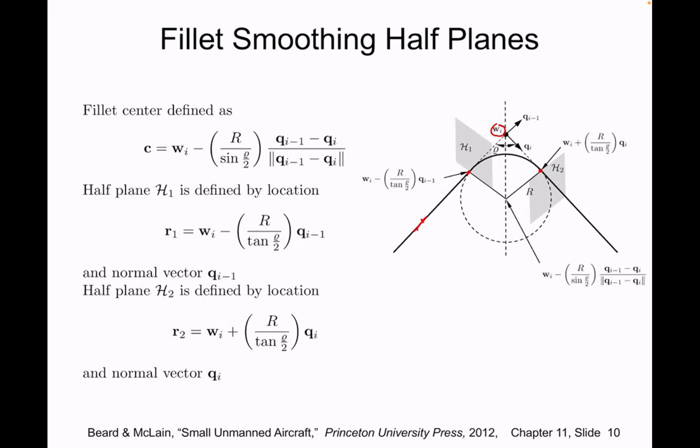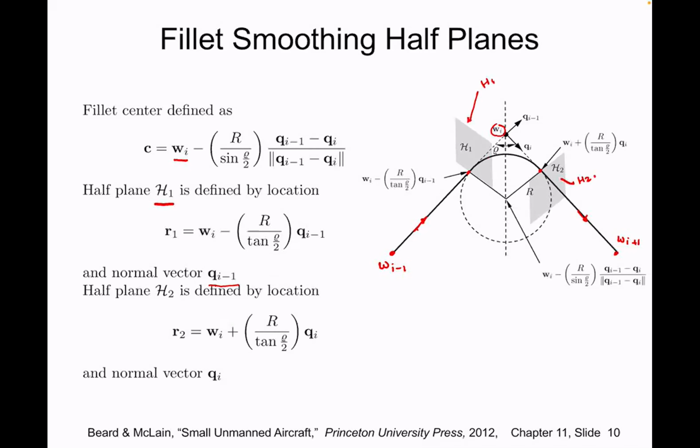In case you are wondering what qi and qi minus 1 are, remember these are the unit vectors that we already calculated, and we can calculate those easily because we know wi minus 1 and we know wi plus 1. So we can actually define the fillet radius in terms of waypoints. And then we can also define the half plane H1 by the location in terms of the vector R1, as we talked about, and we can find out the other normal vector, which is qi minus 1. And we can define the half plane H2. So please understand, this is the half plane H1, and this is the half plane H2.